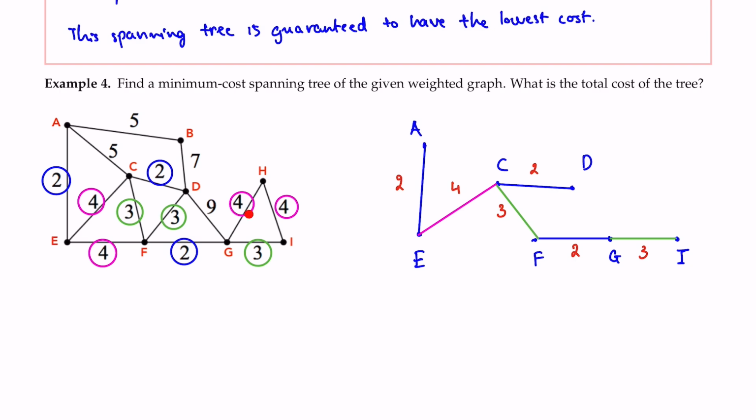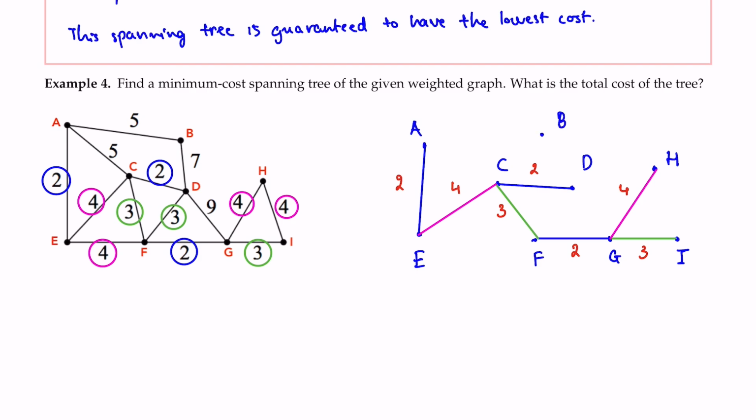Now moving on to the connection between H and G and the connection between H and I. They are both weighted 4. So I have H here, and I'm going to connect H with G, and the weight is 4, and I'm going to ignore the connection between H and I because I don't want to form a cycle. Now we have considered most of the vertices in the graph except B. So eventually we'll see B.